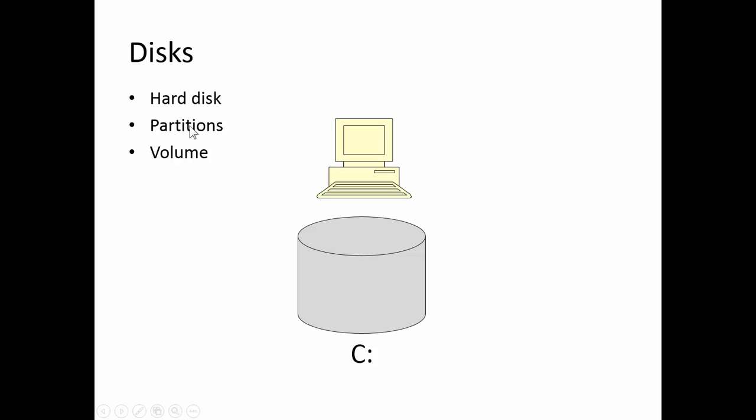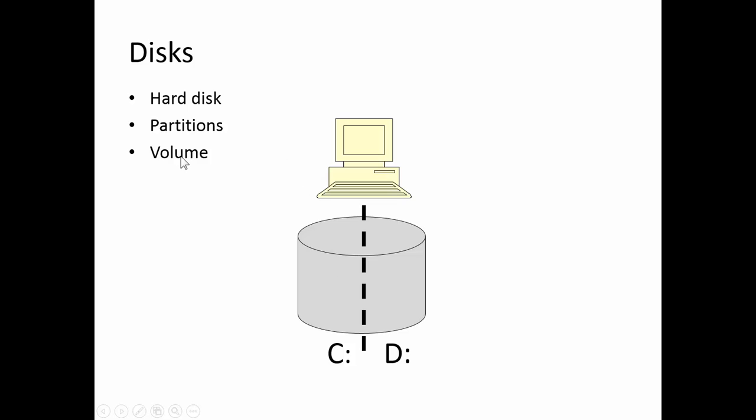A partition is a part of a hard disk or all of a hard disk. In this case, the C drive, or the first partition, occupies the entire disk. But here's an example of a disk divided into two separate partitions. One partition has been assigned the C drive, and one partition has been assigned the D drive. A disk can be broken into parts, called a partition.